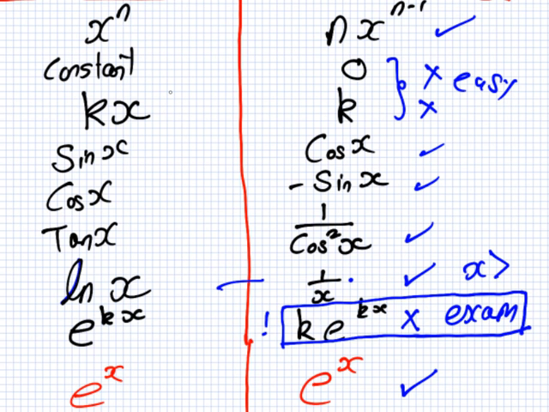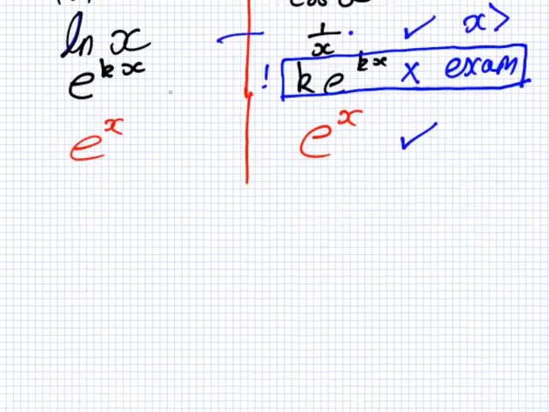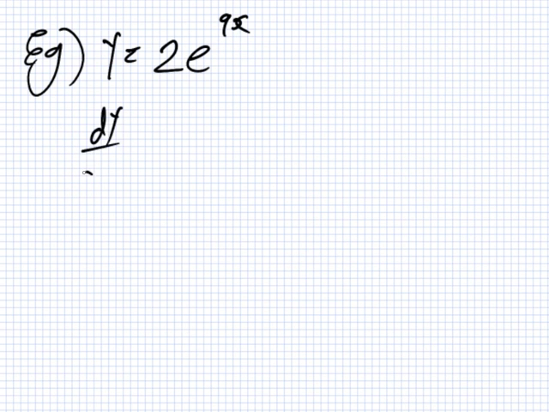Okay, have you got this table? We can do some examples. So the first example, find the derivative of this, 2e power 9x. You should be able to use the table directly. What would the answer be here? Yes, it would be 18e power 9x.